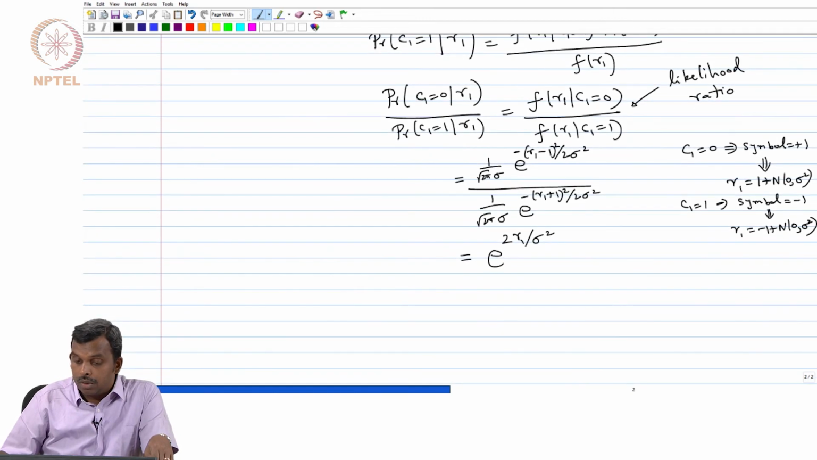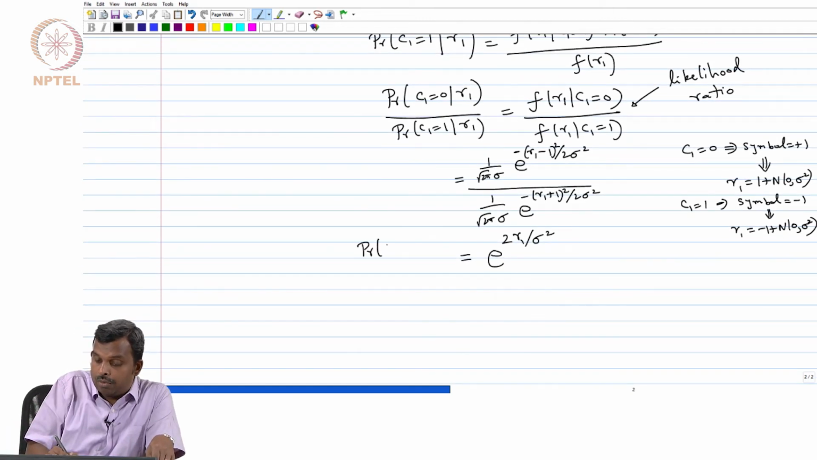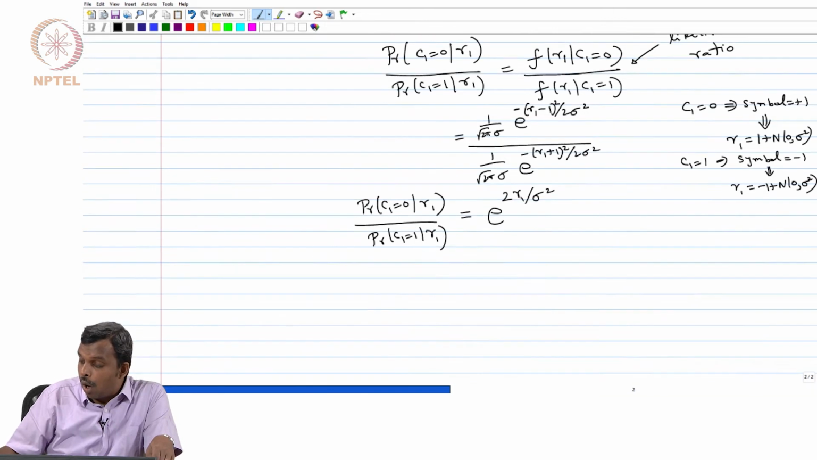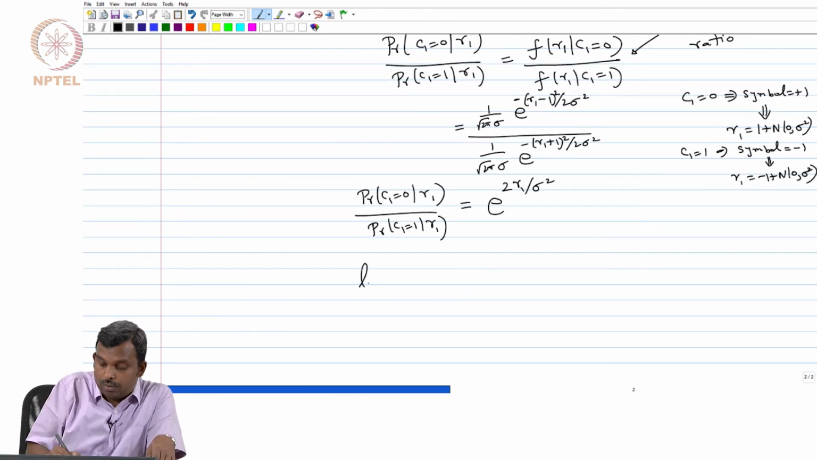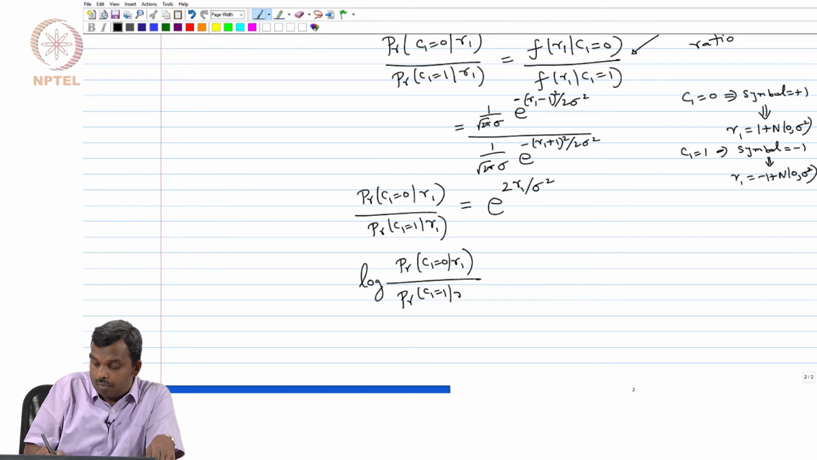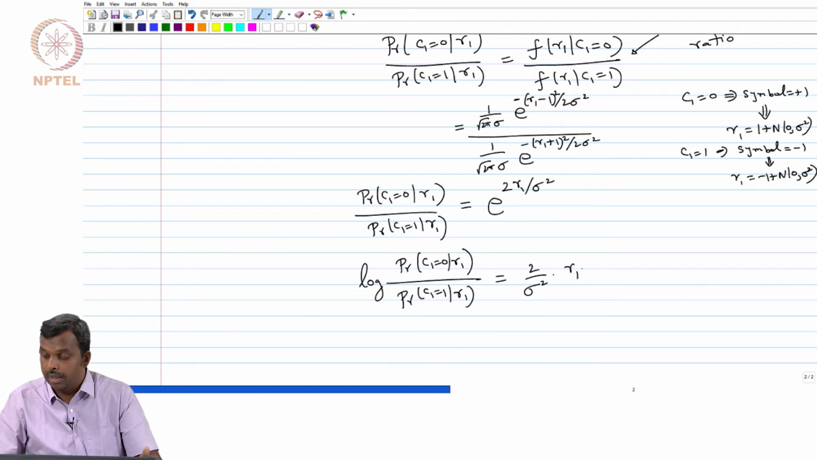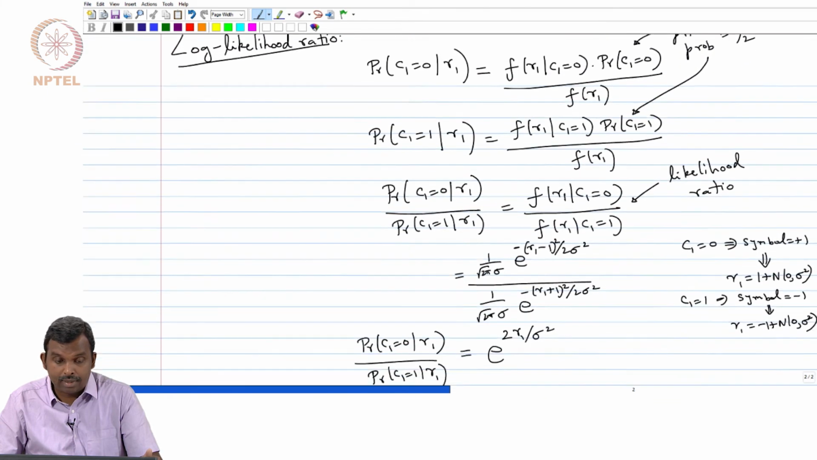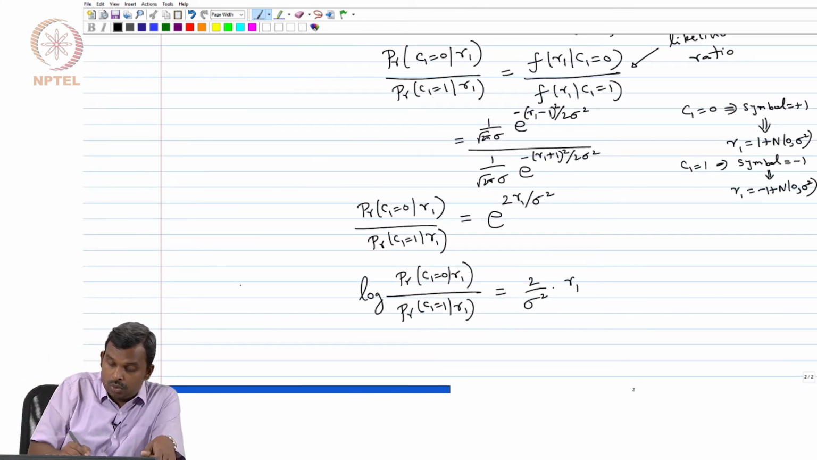So this is the likelihood ratio, probability of C1 equals 0 given R1 divided by probability of C1 equals 1 given R1. The log of this is called the log likelihood ratio. And that you can see will work out as 2 by sigma squared times R1. So this is the log likelihood ratio, and this is the intrinsic LLR.